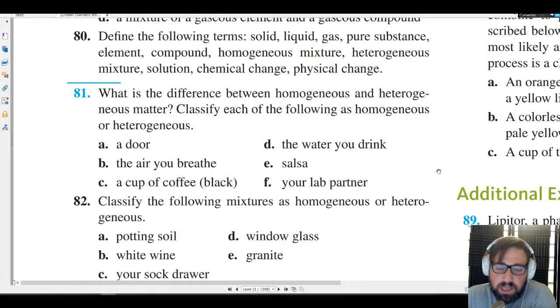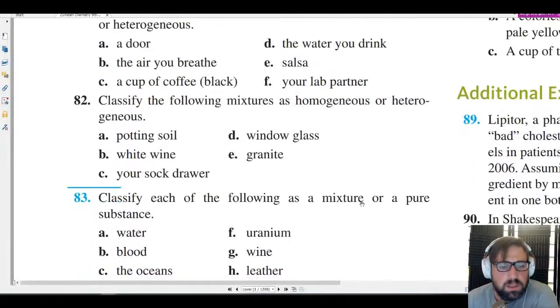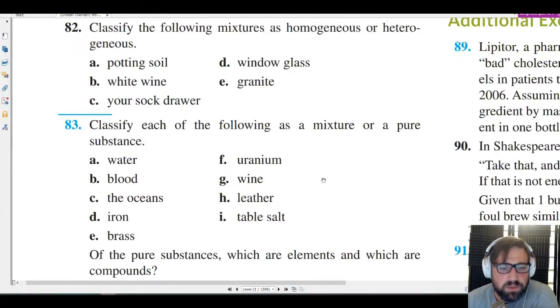Salsa, definitely heterogeneous. Always got to get that big scoop of onion. Your lab partner is going to be heterogeneous as well. Okay, there's a bunch more of these we can go through.